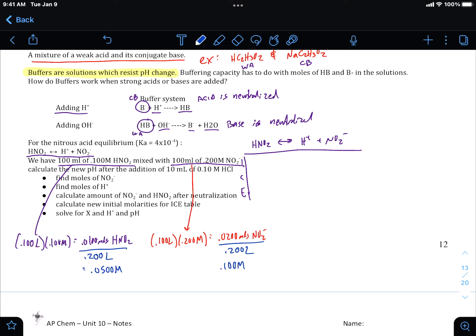Calculating initial molarity, and now I can place them into my ICE table. So the HNO2 is 0.05 molar. The NO2 minus is 0.1 molar. And there's no H plus initially. We're always going to take that stance. When we start this equilibrium problem, your H plus concentration starts at 0, unless there's reason to think otherwise. All right. So in fleshing out the ICE table, I have a 0 under H plus. The reaction is going to progress to the right.